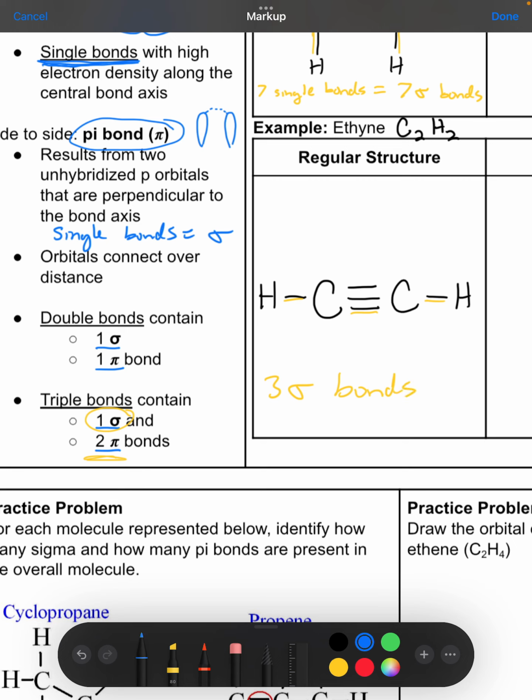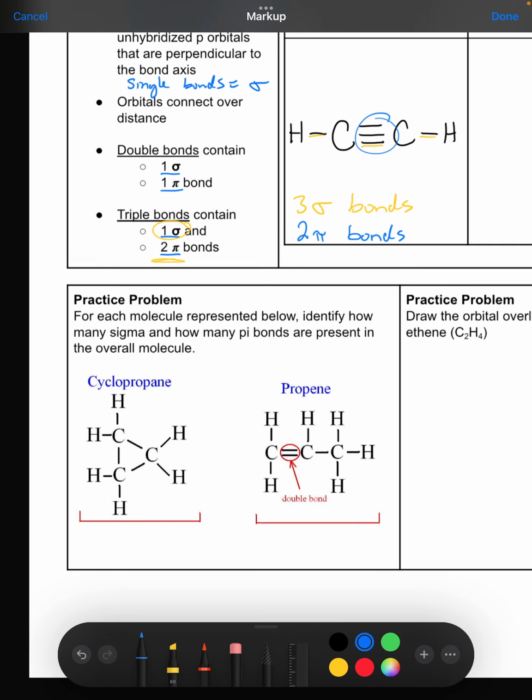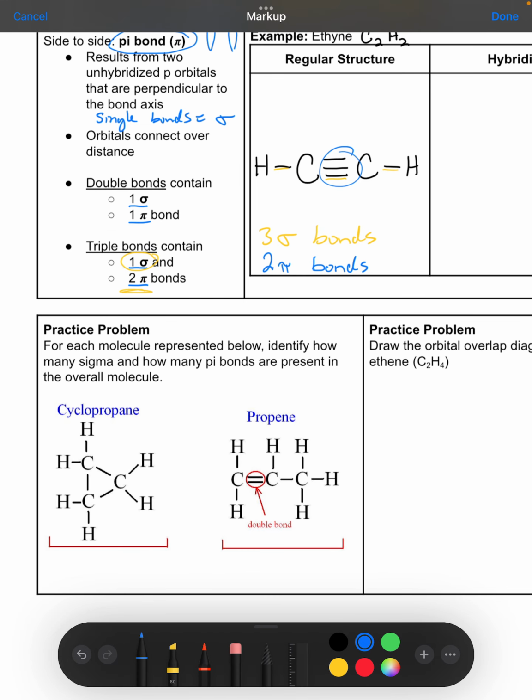But I also see this triple bond right here, and that tells me that because it's a triple bond, there's also going to be 2 pi bonds as well. Okay, so evaluating molecules for how many sigma and how many pi is super, super easy to do. Again, you just have to count your bonds and look at what they contain. So for this practice problem down here that has to do with sigma and pi, now would be a great time to pause your video and just count your bonds in cyclopropane and in propene and see if you get what I get, okay?